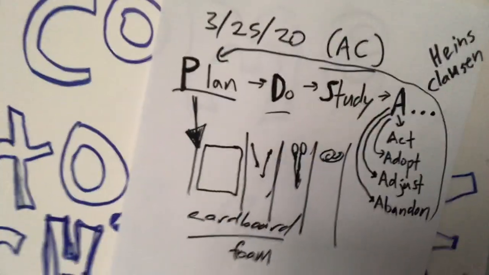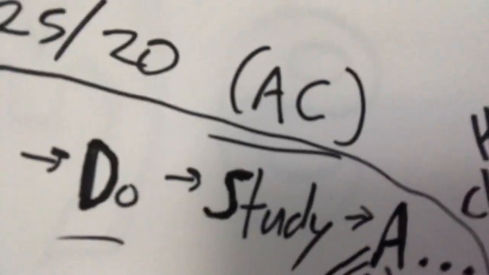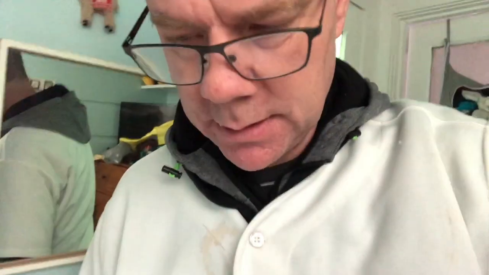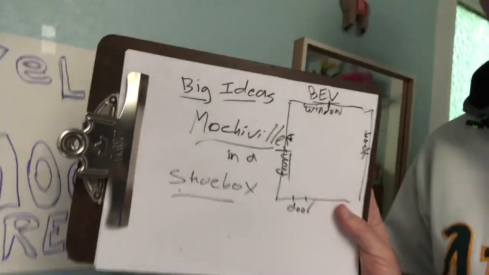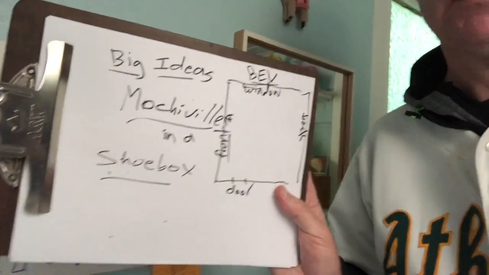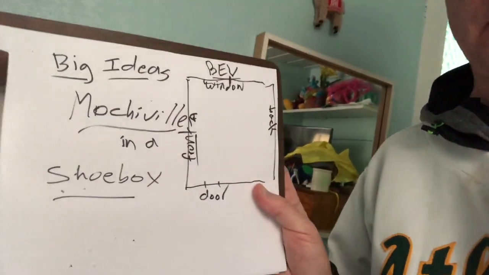And to review, we talked about doing a plan, do, study, and act. I'm going to study right now how today went. First of all, I tried to do a character named Heinz Clausen, and that really didn't work, so I'm going to abandon the character completely. I wanted to create Mochiville in cardboard, in a cardboard shoebox, and I began that.